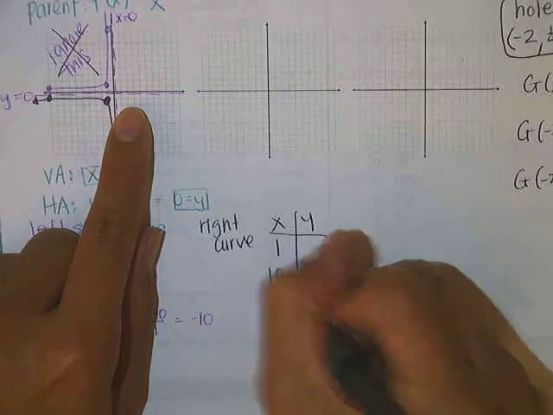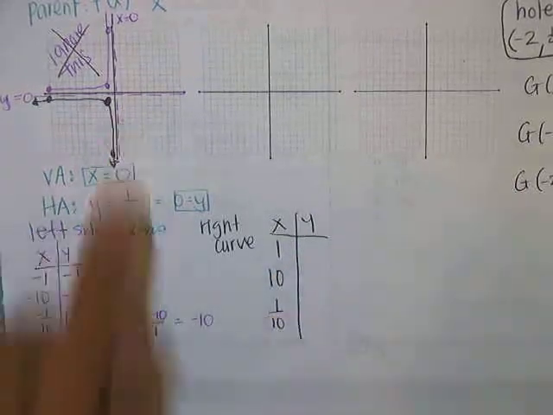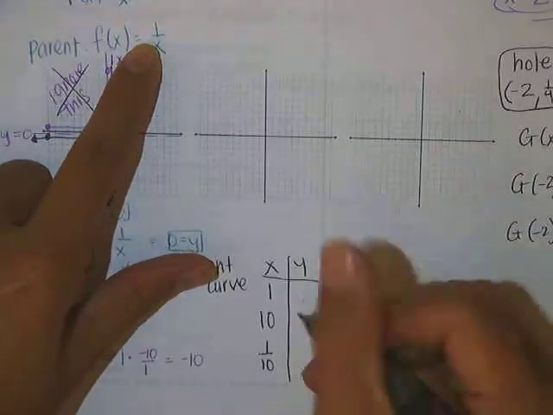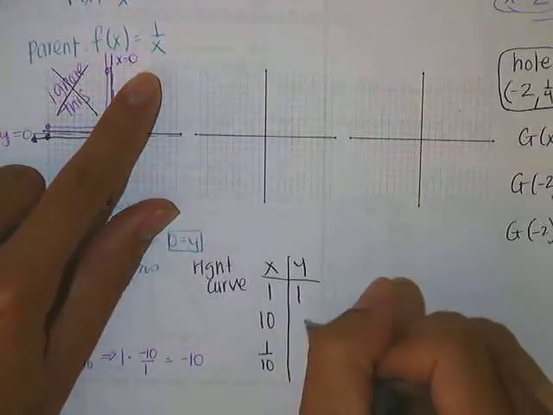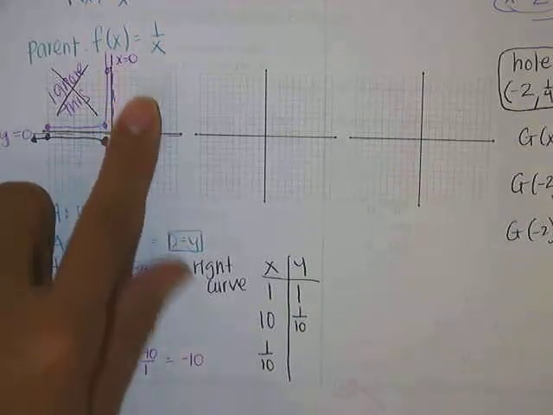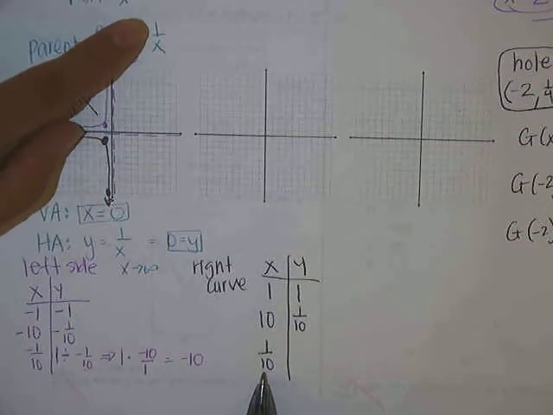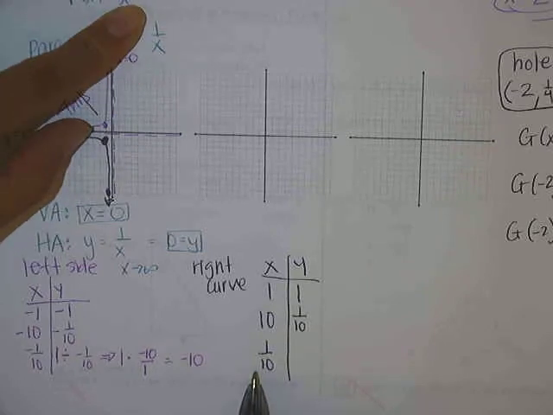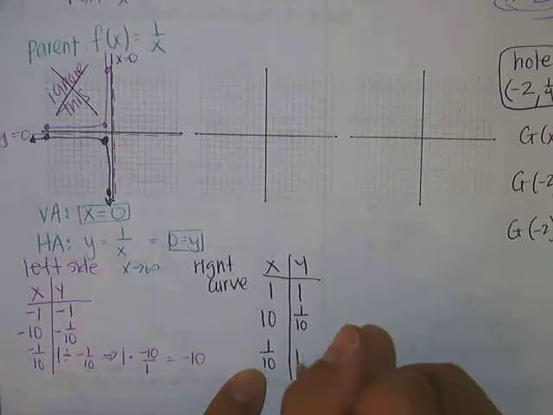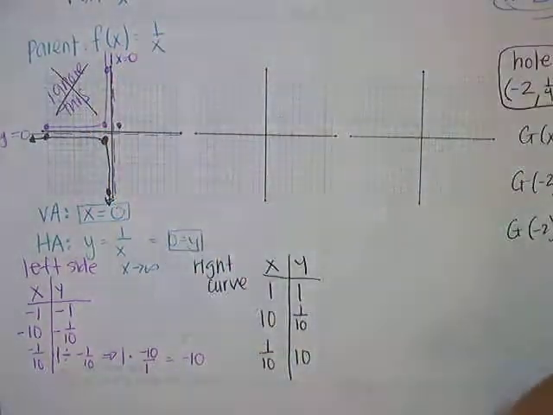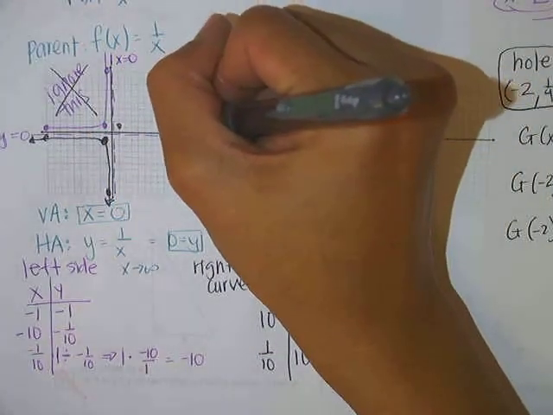And if you remember, your rational function has two curves, the left curve and the right curve. So ignore this, okay? So now I'm going to plot the right curve. Right curve, or right side. Doesn't matter how you say it. Alright, so input and output table. I'm going to choose some input values: 1 and positive 10 and positive 1 over 10.